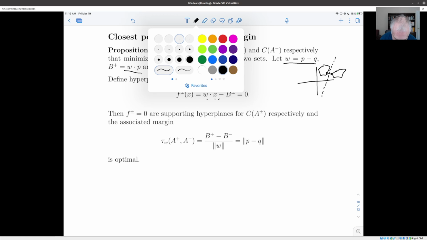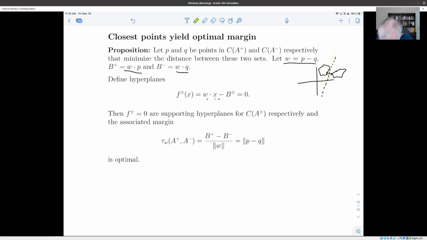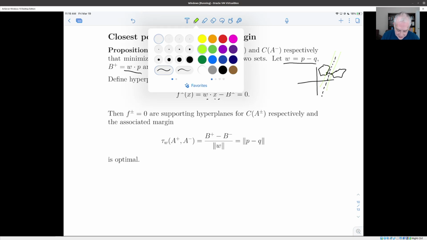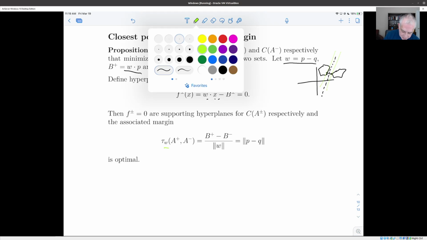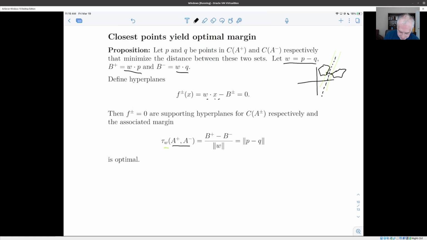These are the two hyperplanes in my little tiny diagram here, which run through the closest points and are parallel, and have the same normal vector as the vector joining P to Q. So we already know that if these were supporting hyperplanes, in other words, if the convex hulls did lie on either side of them, then the associated margin is given by the formula: tau is B plus minus B minus over the norm of W, and that's going to work out to be the norm of P minus Q. And I think that's clear.